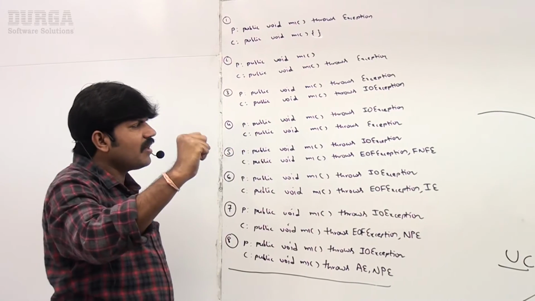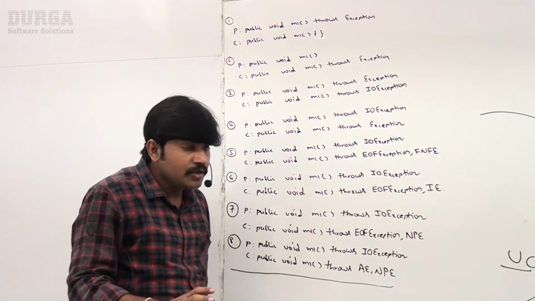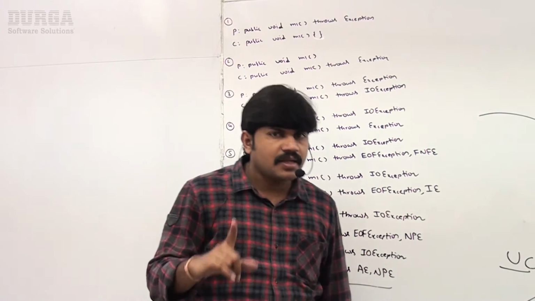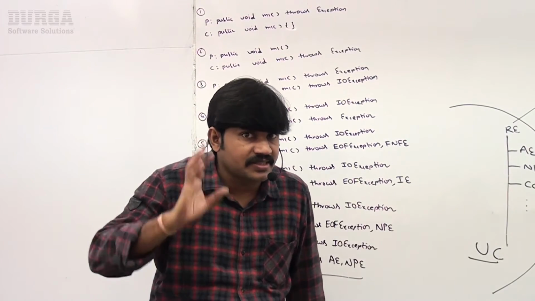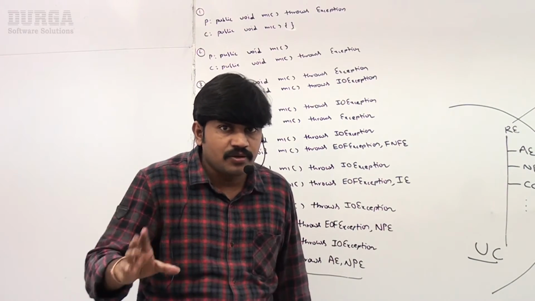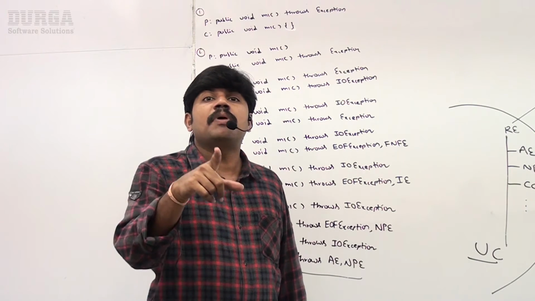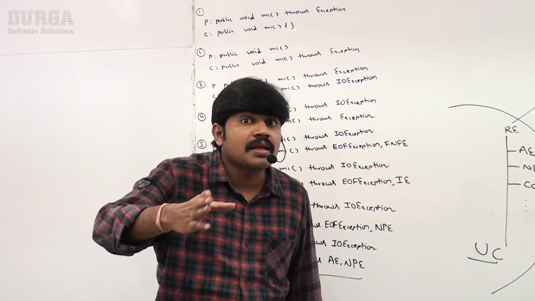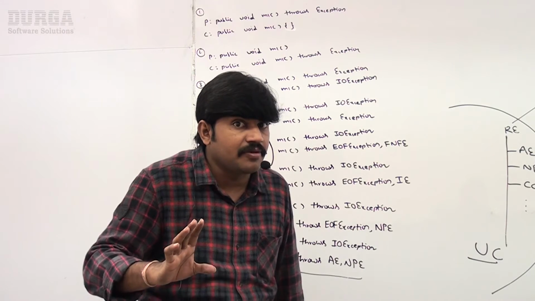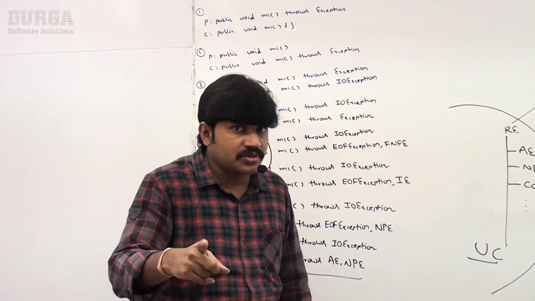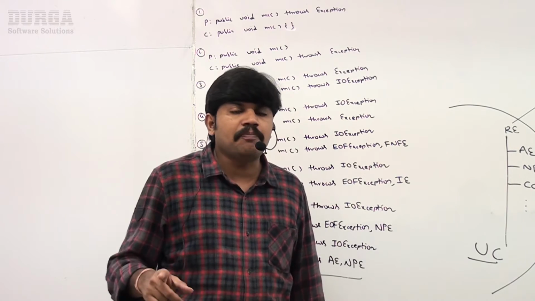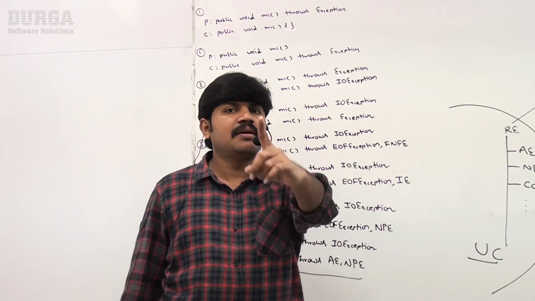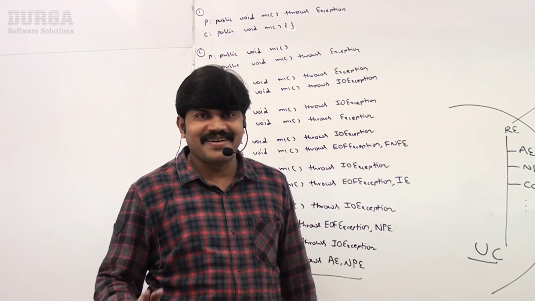Sir, observe. What is the rule in overriding? Very simple rule, sir. If a child class method throws any checked exception, compulsorily the parent class method should throw the same checked exception or its parent. Let me repeat again. If a child class method throws any checked exception, compulsorily the parent class method should throw the same checked exception or its parent. Otherwise, the compiler will give an error. Are you getting that? Okay.